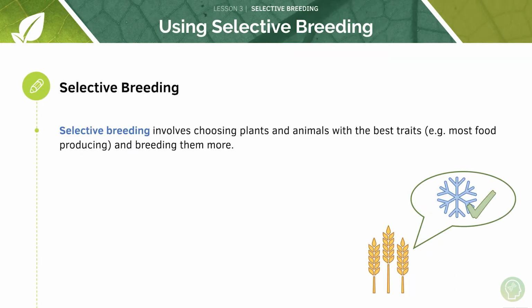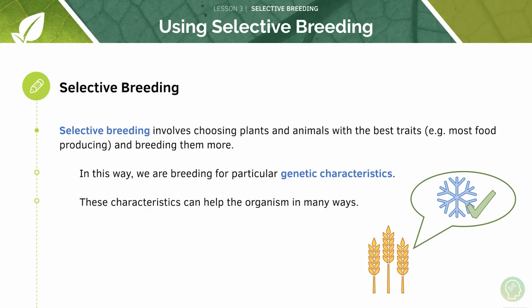So selective breeding involves choosing plants and animals with the best traits. An example of a good trait might be plants that have a higher yield, so therefore they produce more crop. And we select these plants and animals and breed these advantageous organisms more. In this way, we are selecting for the particular genetic characteristic that we like, and we're breeding for this particular genetic characteristic. These characteristics can help the organism in many ways. For example, we can breed plants which are resistant to cold weather to improve production by crops in the winter.